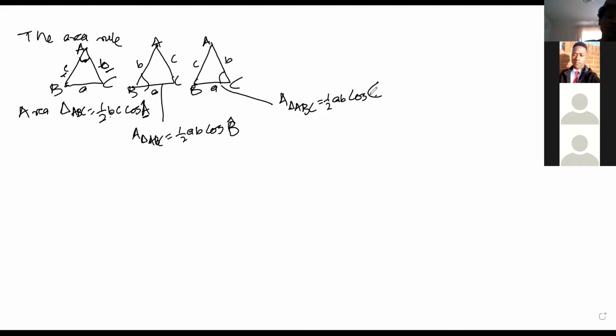We don't have enough time to be able to do the proofs. Okay, so that's the area rule. You only use it when you are given two sides and an included angle between the two sides that are given. Okay, then the sine rule.